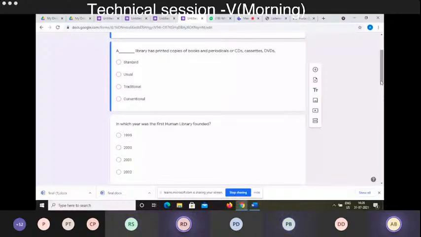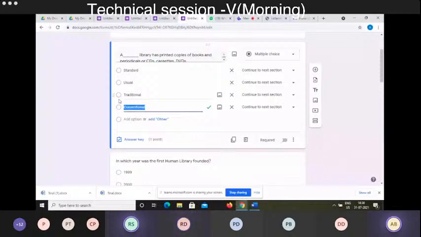Okay. Number one: a conventional library has printed copies of books and periodicals or CDs, cassettes and DVDs. The options are: first option is standard, second is usual, third one is traditional, and last one is conventional. Conventional library. Yeah, let us see. Correct. Very good.